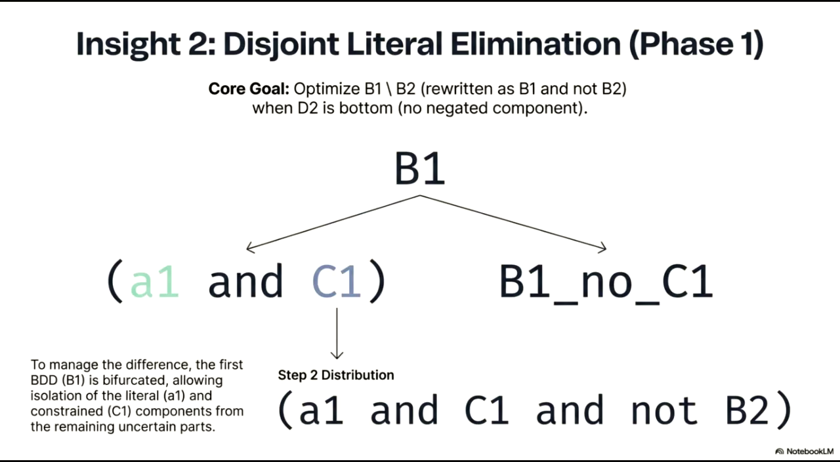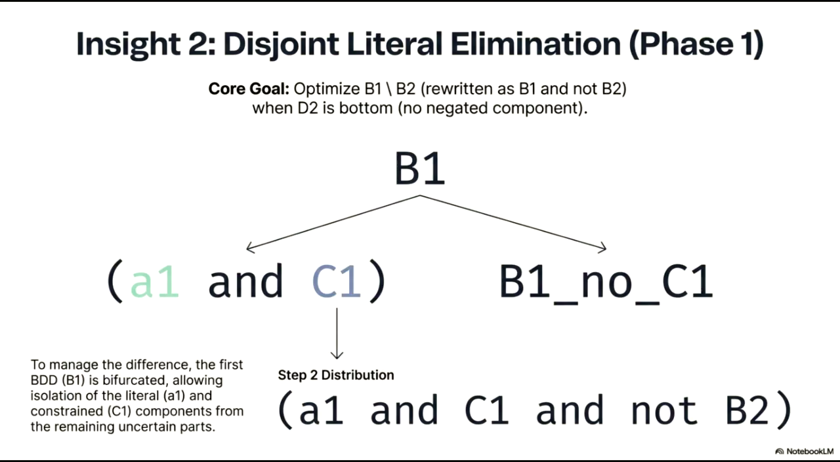Insight 2 focuses on disjoint literal elimination during Phase 1. The core goal is to optimize the operation B1 minus B2, rewritten as B1 and not B2, specifically for cases where D2 is bottom and contains no negated component. To manage this difference effectively, the first BDD, B1, is bifurcated. This allows us to isolate the literal A1 and its constrained component C1 from the remaining uncertain parts, represented here as B1 underscore no C1.